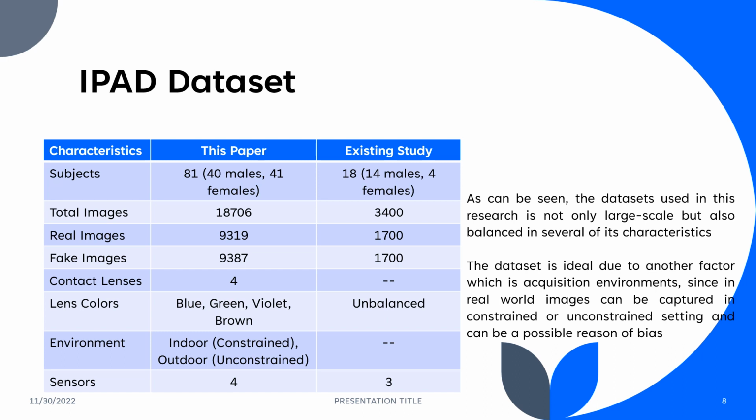As we can see in this study, we have used a dataset which contains images of 81 subjects, which are balanced across both genders, but the existing study used images of 18 subjects, out of which 14 were male and 4 were female. So you can clearly see the bias comes from the biased dataset itself.